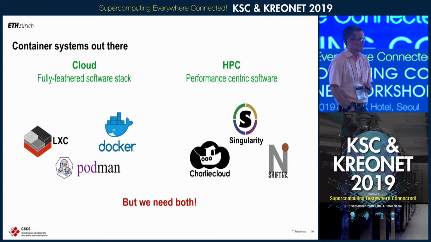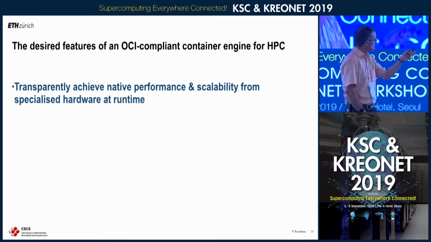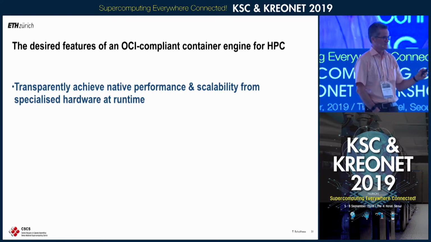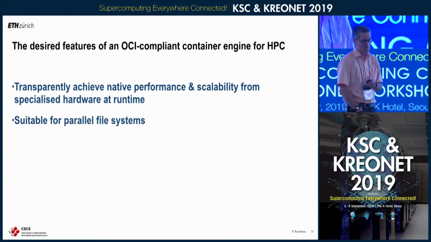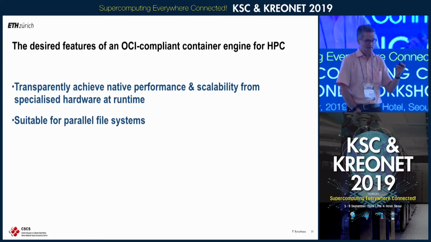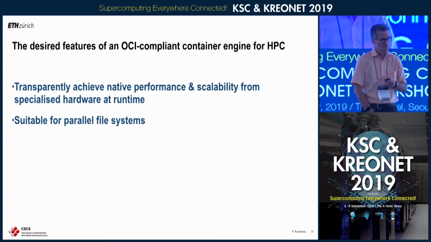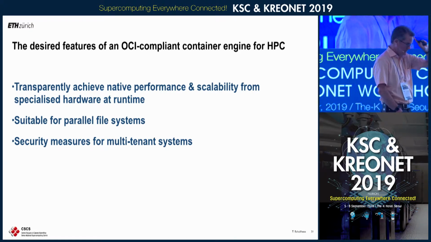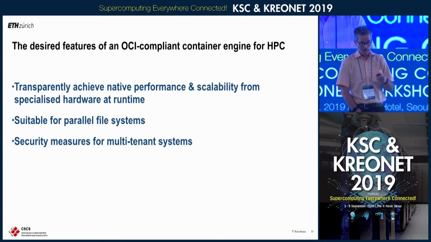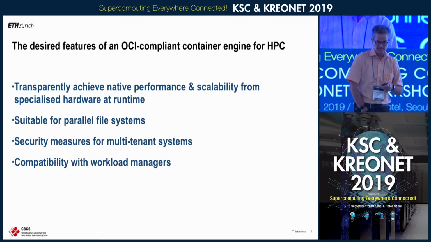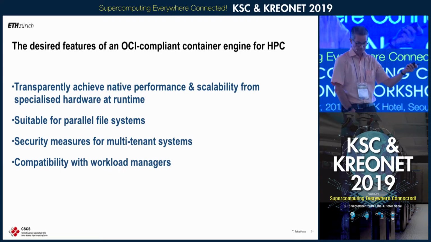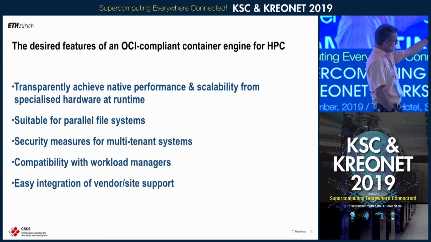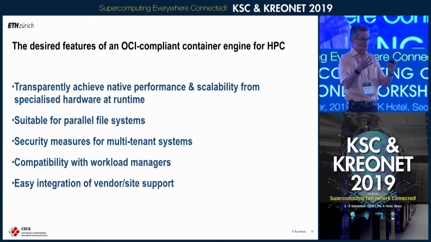And we've been working on this now for 3 or 4 years. There's a number of desired features that you have. Namely, you want to be able to achieve native performance when you deploy the software with a container. You want to have a suitable parallel file system. This is the weakness of the cloud solutions, and this is what Charlie Cloud or Shifter or Singularity are trying to address. You want to have all the necessary security measures on the multi-tenant system, compatibility with workload managers, and easy integration of vendor support. So this looks like a rather complex list to bring these two things together.